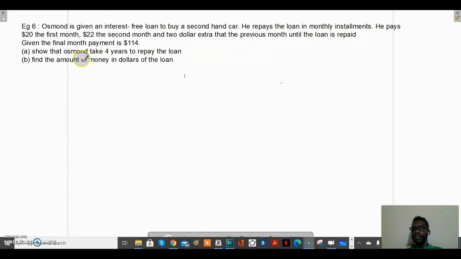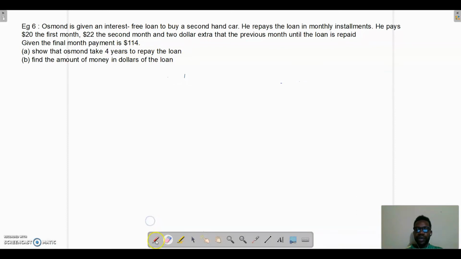He pays $20 for the first month, $22 the second month, and $2 extra each month until the loan is repaid. Given that the final month repayment is $114, part A, show that Osman takes 4 years to repay the loan. And part B, find the amount of money in dollars of the loan. The first thing to note in this case is that the time in the question is given in terms of months. So when we say it takes 4 years, what you're expecting when we work this question is that we're going to get 48 months. Alright, so let's get right into the question.